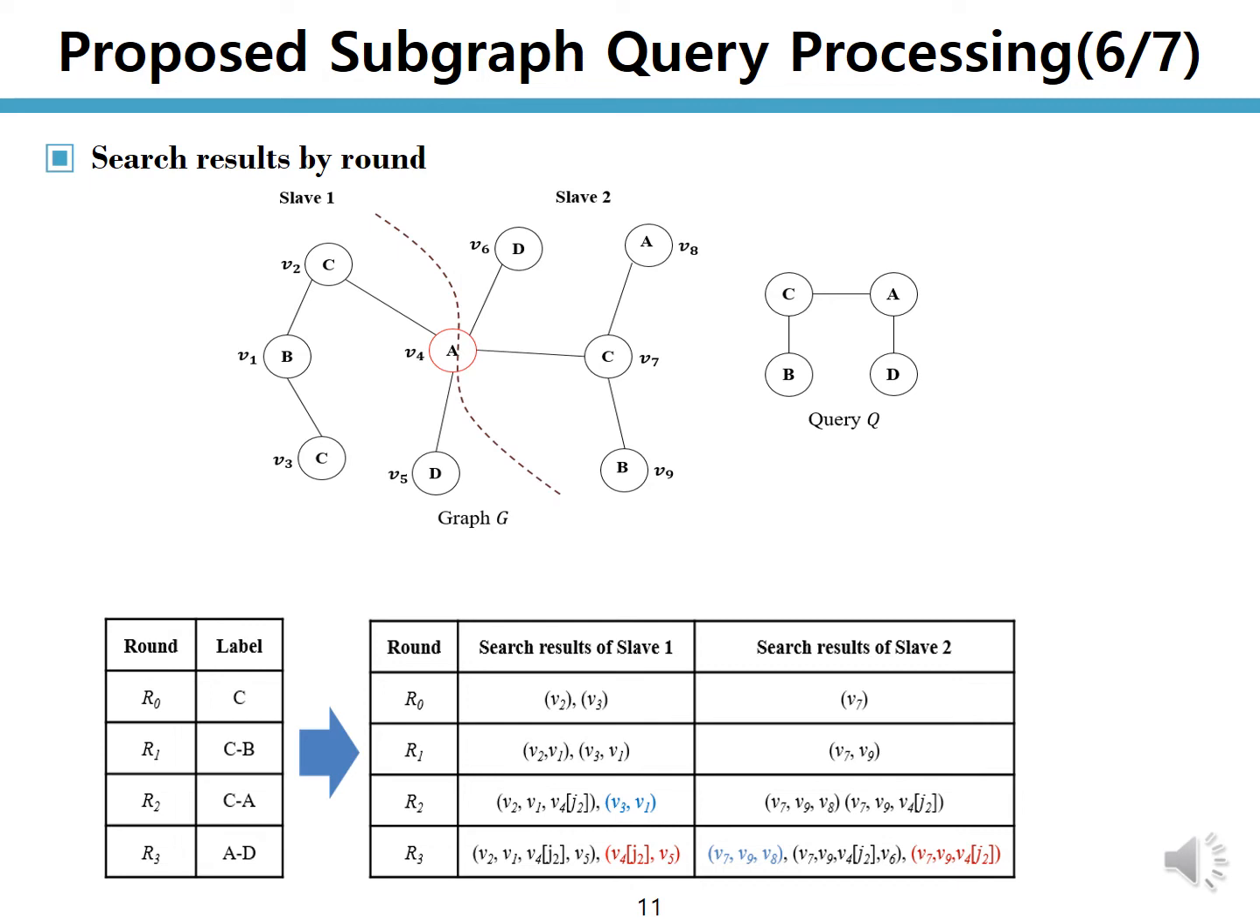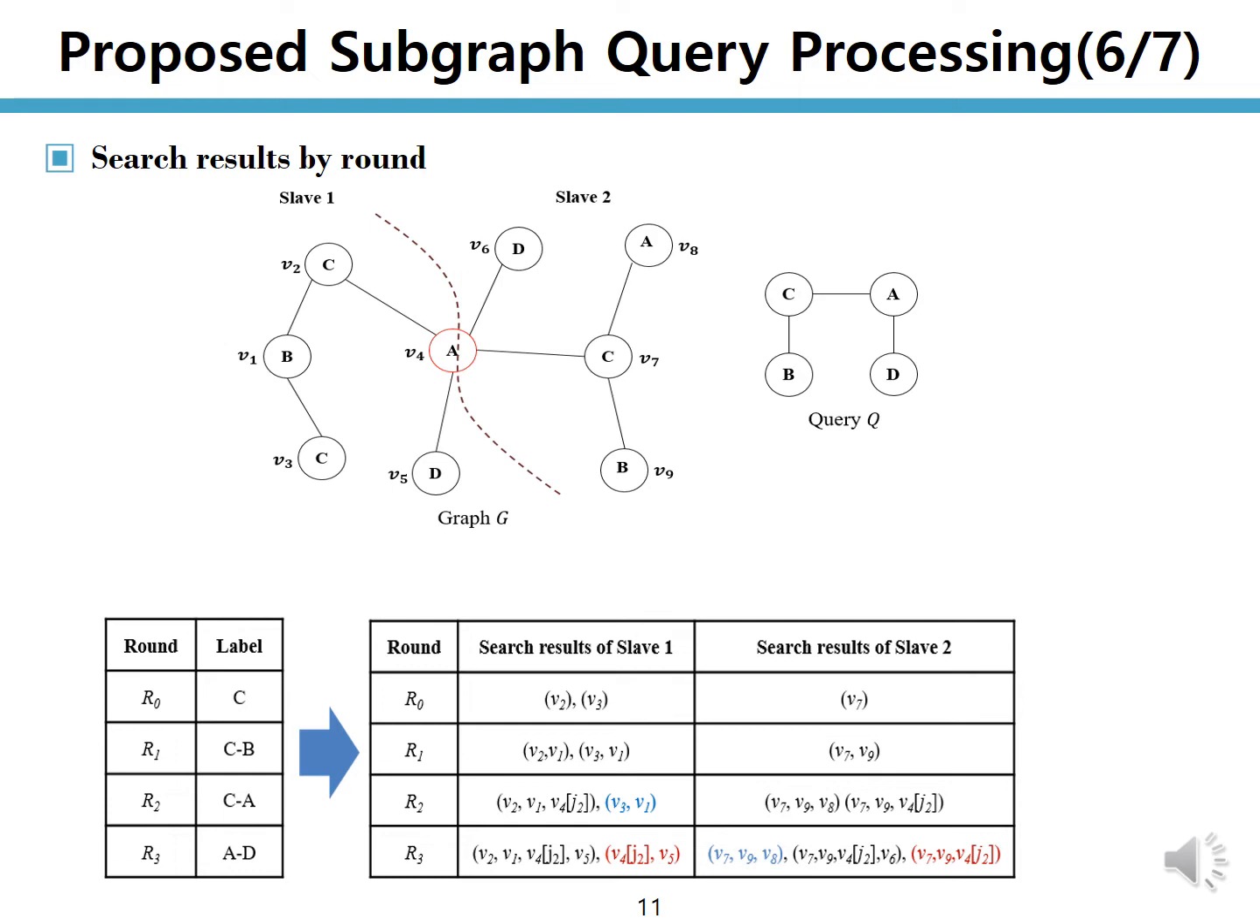This figure is the search results by round. As a result of performing R1, V1 connected to V3 is searched, but the graph has no vertex with a label A connected to V3, V1 in R2. Therefore, the path V3, V1 is excluded in the results of R2. As it has been removed in R3, there's no need to search for the vertices with a label D connected to V1.